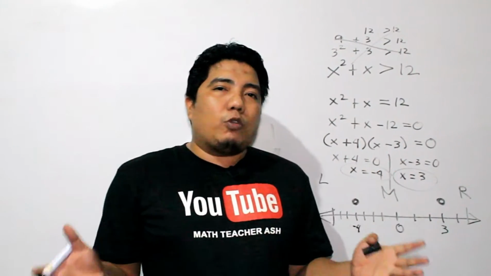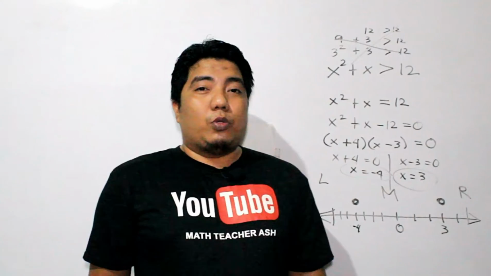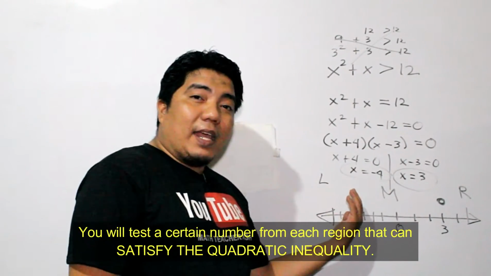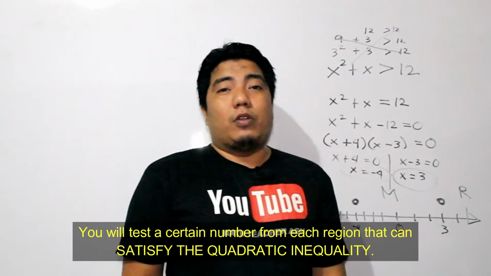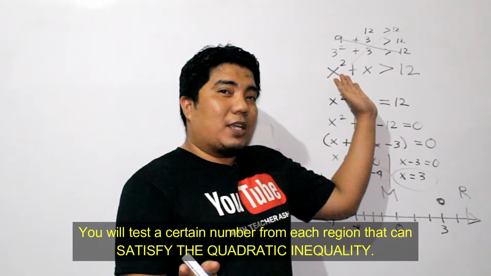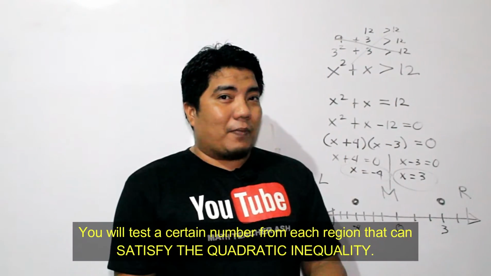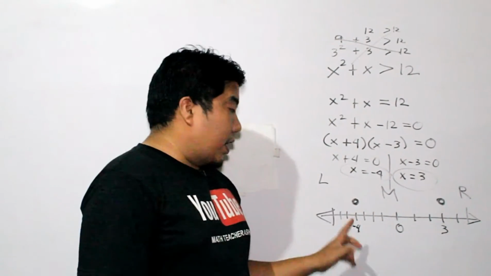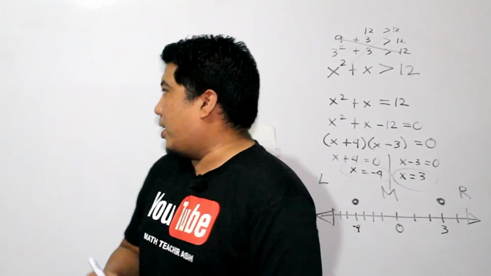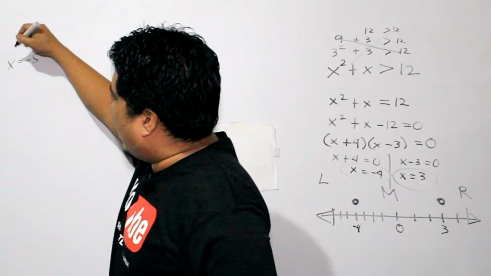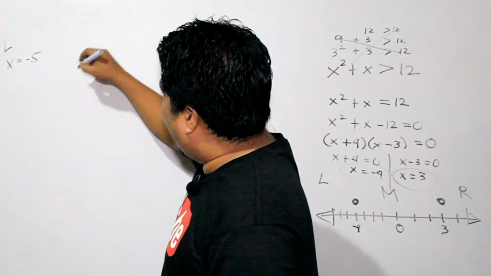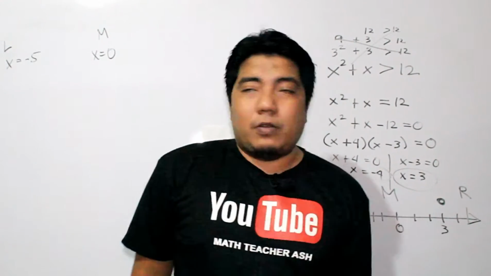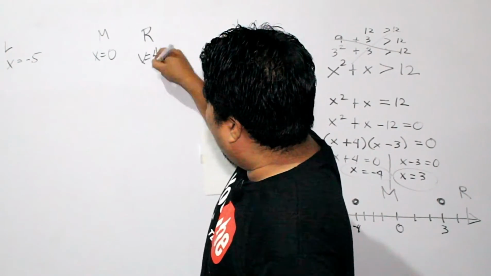So, how do we know the final answer for this given problem, Sir Ash? What we need to do is use the 3-point test. What do you mean by 3-point test? We will find numbers from the left region, the middle region, and the right region to test whether those numbers satisfy this given inequality. So let's try our left region first. Since this is negative 4, what are the numbers on the left side of negative 4? Yes, the closest is negative 5. So let's try x is equal to negative 5 for our left region. And then we have x is equal to 0 for our middle region. And for the right region, we have x is equal to 4.